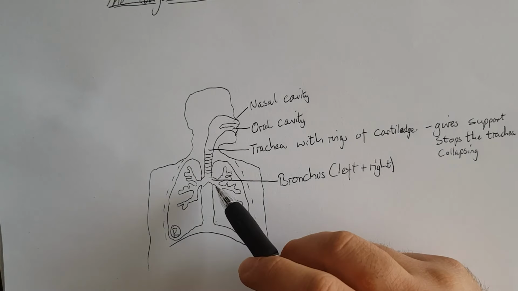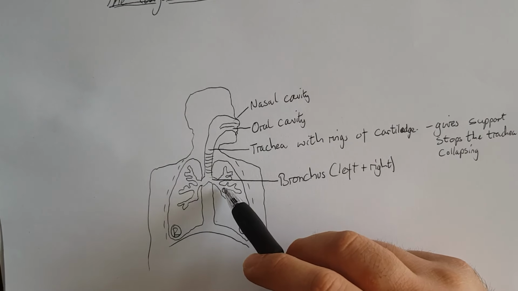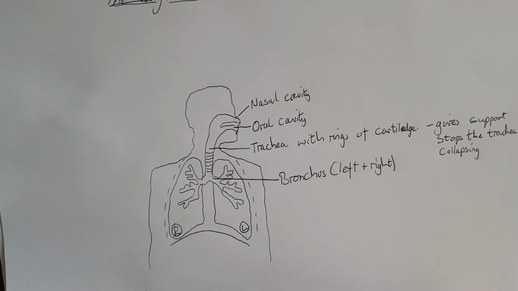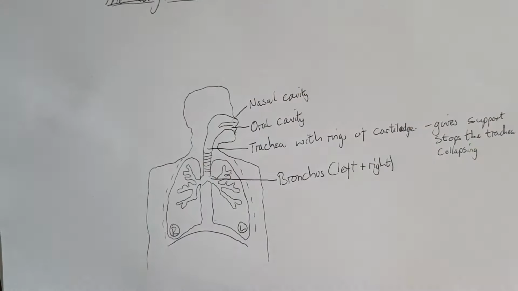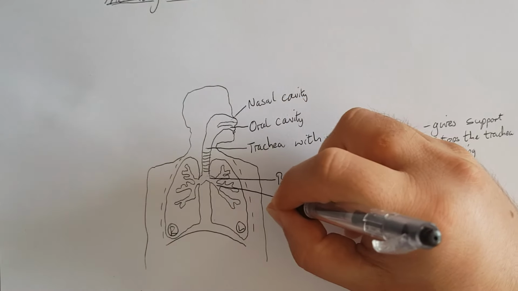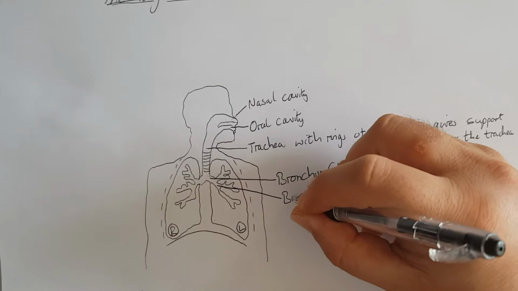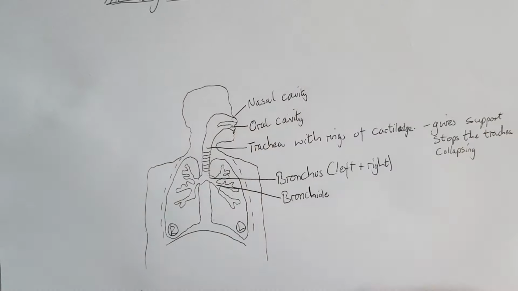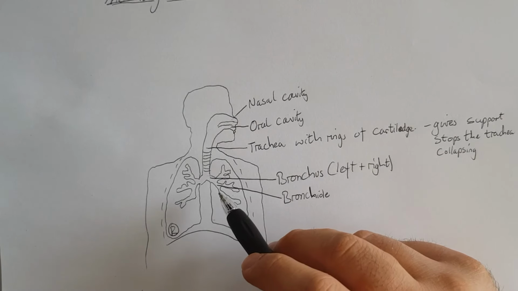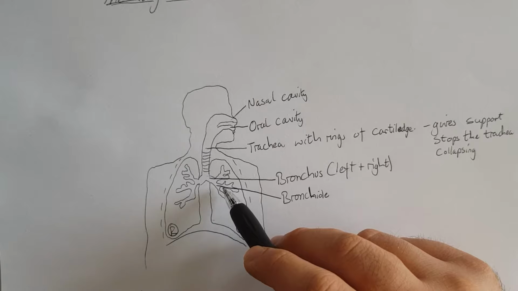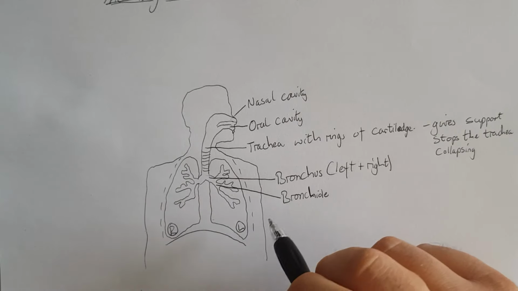After the bronchus, the air continues down. We'll just focus on the left lung for the moment. It's exactly the same on the right, but we'll just focus on the left. We go into something a little bit smaller called a bronchiole. Bronchioles are small tubes that come off the bronchus. So you have the bronchus, which go down into the bronchioles.